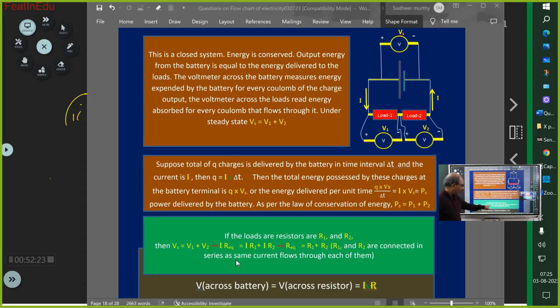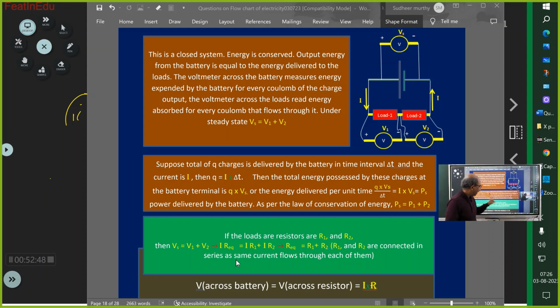So I did that equation. Now I can cancel I. Then I will get Req equal to R1 plus R2. So what is Req? The sum of the resistive loads, if it is a resistor. If it is a fan load, you can't do this. If it is a fan or something else, it will not work. This is for resistive load.